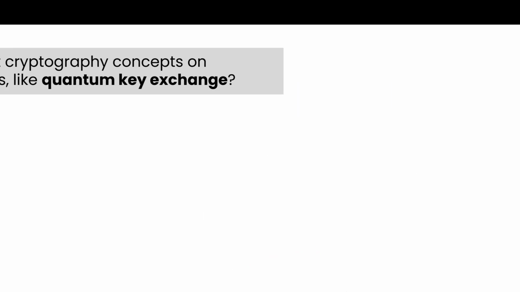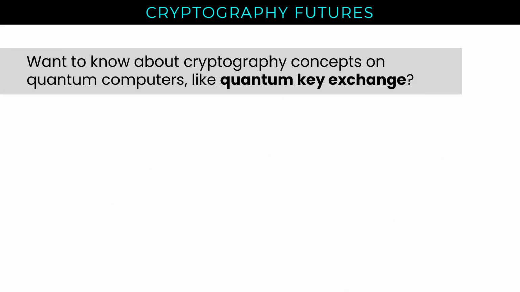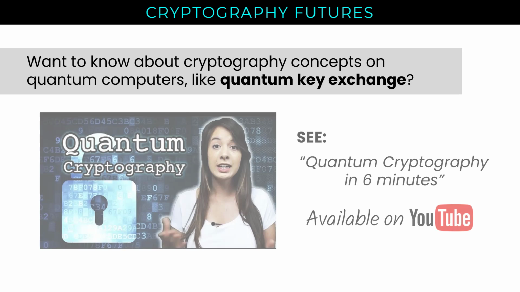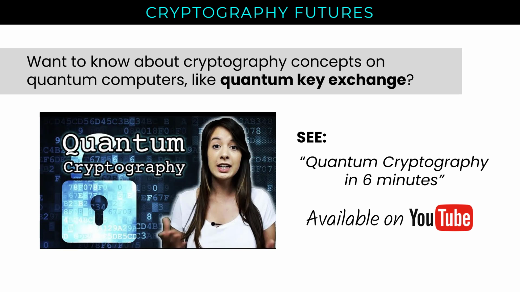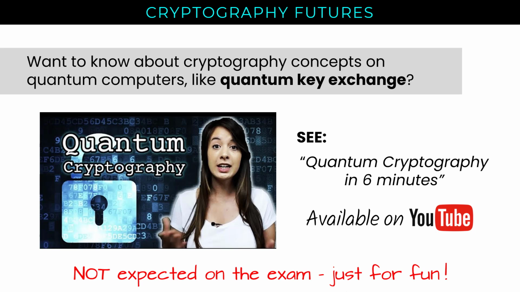So for the exam, if you see a question asking for which types of public key algorithms are quantum resistant, the answer is lattice. So maybe you're interested to know about cryptography concepts on quantum computers, like how keys are exchanged in quantum, where you're using photons or using light. There's a great video called Quantum Cryptography in 6 Minutes available on YouTube. It's on the channel Up and Atom, and Jade is super entertaining. This is not at all expected on the exam. It's just for fun. If you're curious, it's just a great palate cleanser between lessons. So enjoy that. There's a link in the video description.